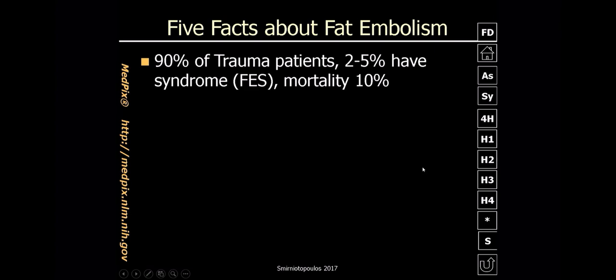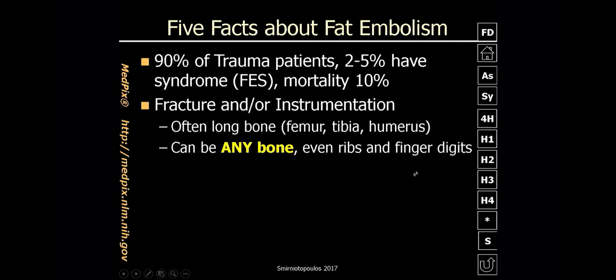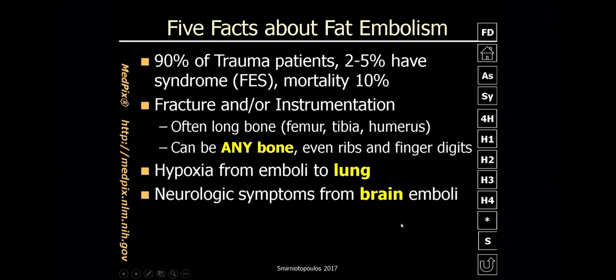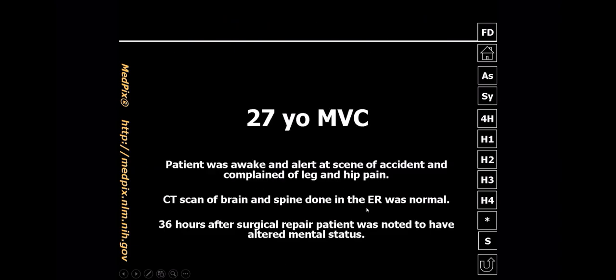About 90% of trauma patients have fat emboli, but less than 5% are going to have fat emboli syndrome. If you have that, the mortality is 10%. It can be a fracture of any bone. It doesn't have to be a large bone. They may be hypoxic from emboli to the lung. They may have neurologic symptoms from the brain emboli. And one of the clinical pearls is they typically get a skin lesion. So it's the lungs, the brain, and the skin that are primarily affected by fat embolization.